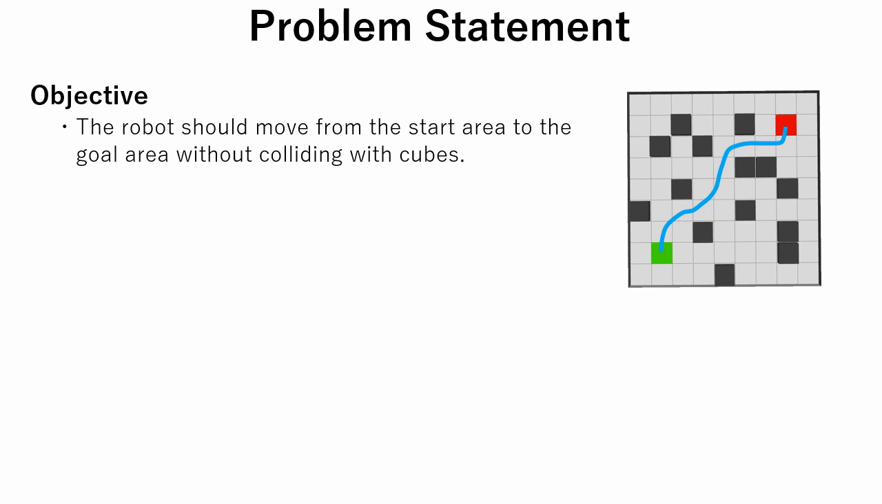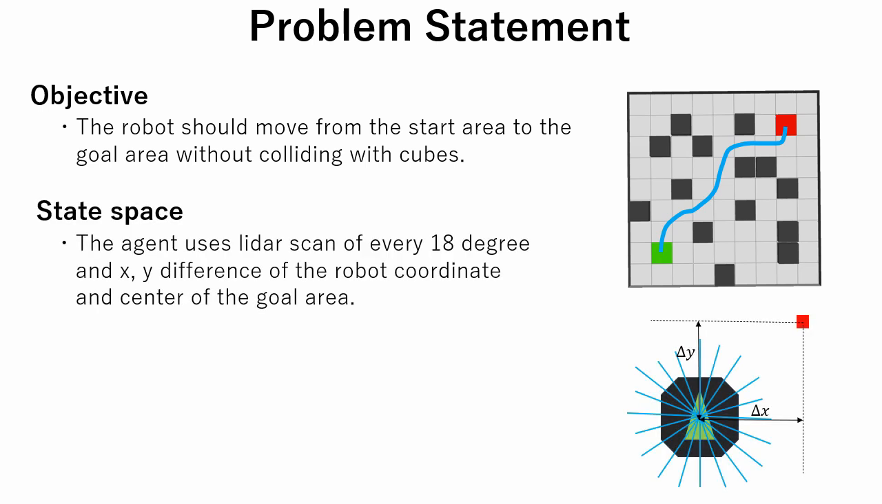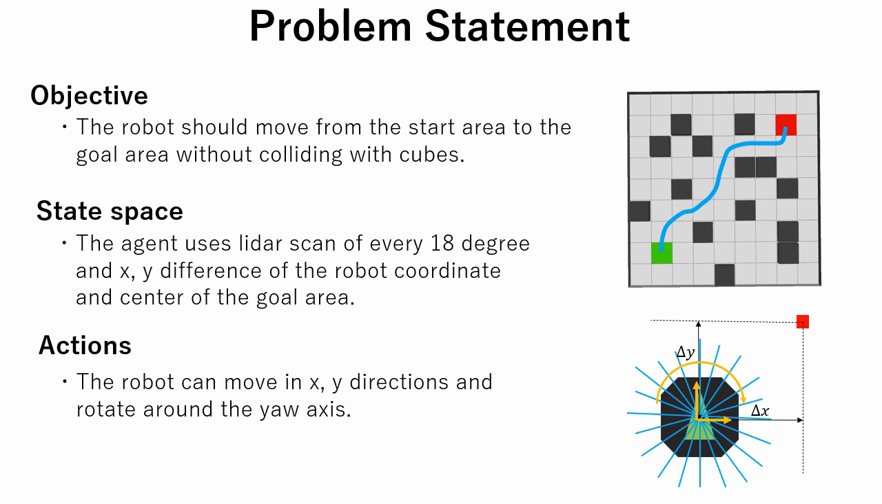The objective of this simulation is to train the robot to move from the start area to the goal area without colliding with the cubes. The agent uses a LiDAR scan of every 18 degrees and the x, y difference of the robot coordinates and the center of the goal area. So, the state space is represented as a one-dimensional array with 22 elements. The robot can move in x, y directions and rotate around the z-axis. So, the action space is represented as a one-dimensional array with 3 elements.